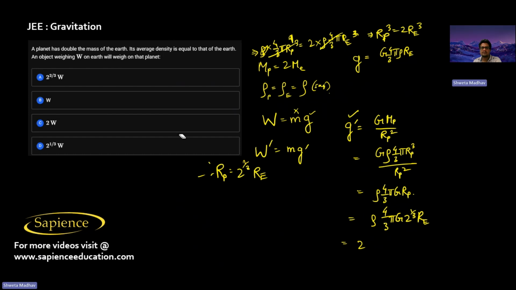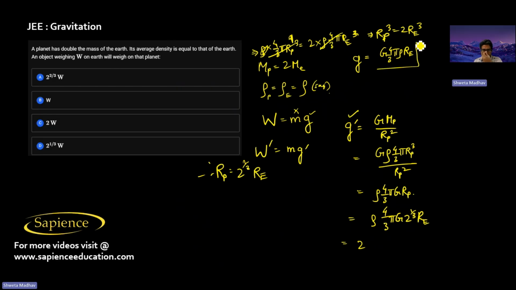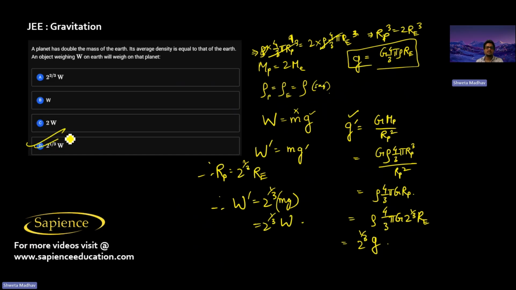So this will be equal to G into 4 by 3 pi rho into RE. So this will be equal to 2 power 1 by 3 times g. Therefore, the new weight also will be 2 power 1 by 3 times mg, which is the actual weight. So it is 2 power 1 by 3 times the weight. So option D is the correct answer.